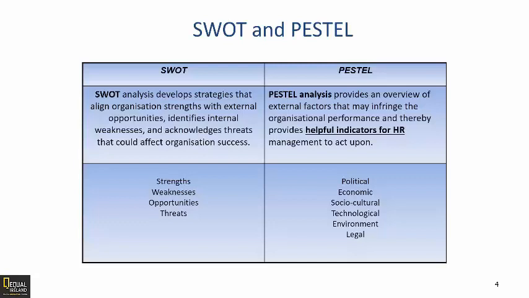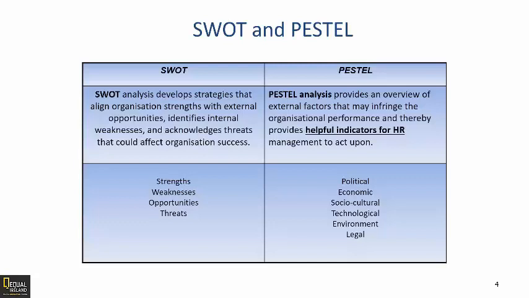So a SWOT typically analyses the internal organisation, and the SWOT analysis develops strategies that align the organisational strengths with external opportunities, identifies internal weaknesses, and acknowledges threats that could affect organisational success. The PESTEL analysis, the second tool, provides an overview of external factors that may infringe on organisational performance and thereby provides helpful indicators for HR management to act upon.